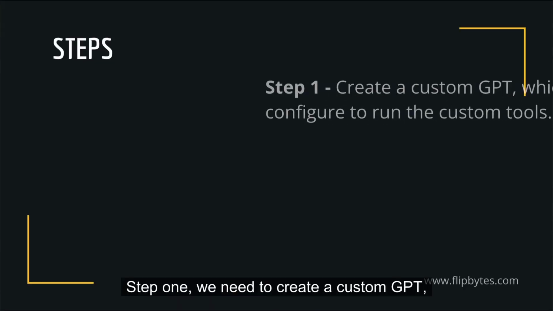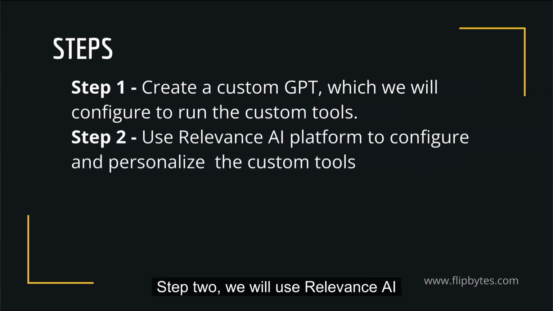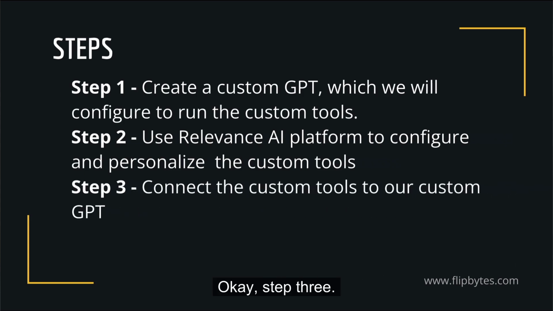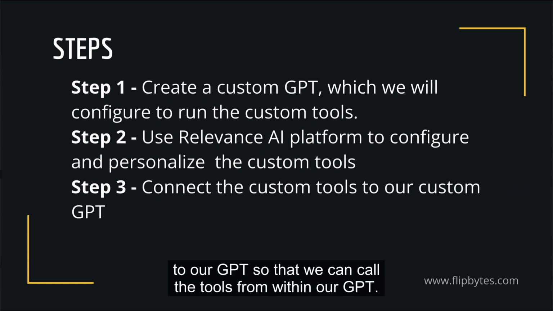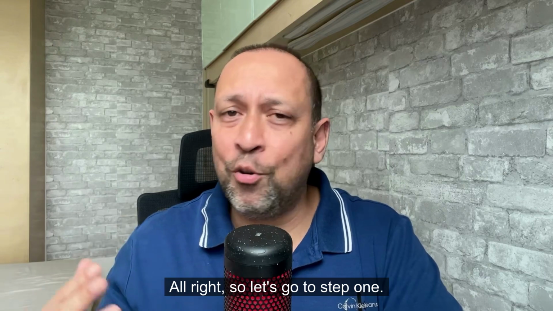Step 1, we need to create a custom GPT which we will configure to run the custom tools. Step 2, we will use Relevance AI to configure and personalize custom tools without writing any code. Step 3, we will then connect the custom tools to our GPT so that we can call the tools from within our GPT. And step 4, we'll bring it all together and test the system. All right, let's go to step 1.